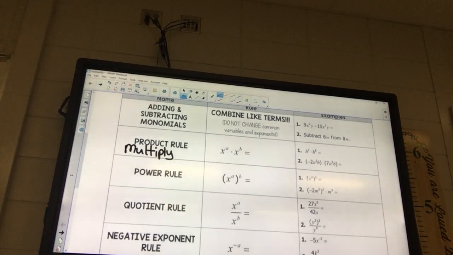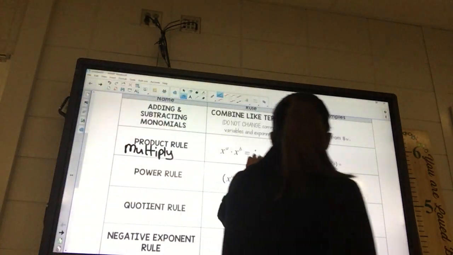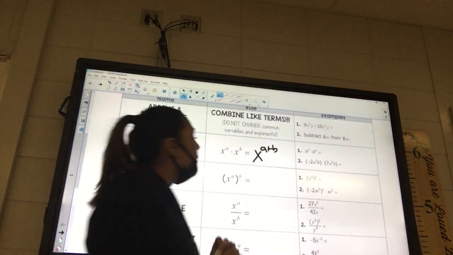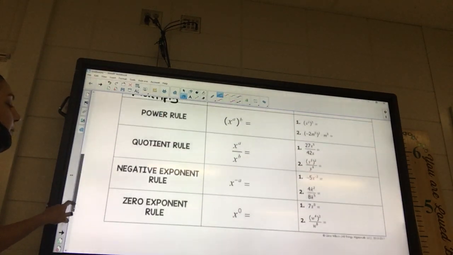With the exponents? We add them together. Our product rule says we add the two exponents together. We add the littles. Remember, we multiply the bigs, add the littles. Okay, what about a negative exponent rule?